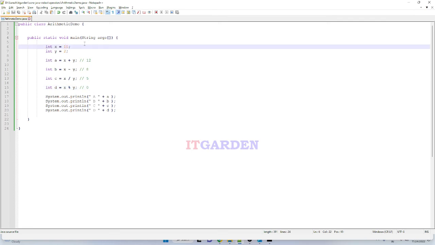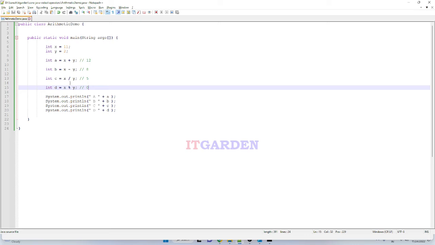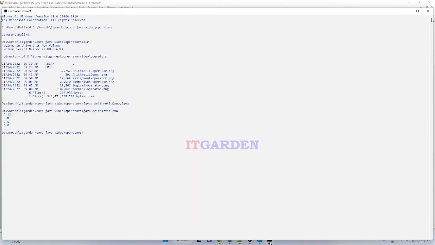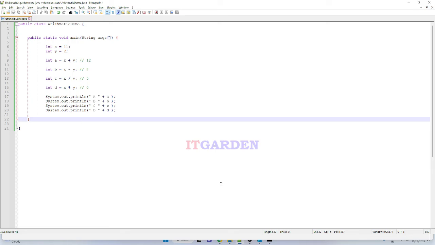I will change x here to 11. So what will the output be? 13 here, 9 here, and 5 will be the answer here. Whenever you divide 11 by 2, 5 is the answer and the remainder value is 1. That 1 will be the output here. See, 1 is the output. So the modulus operator always returns the remainder value of the division.